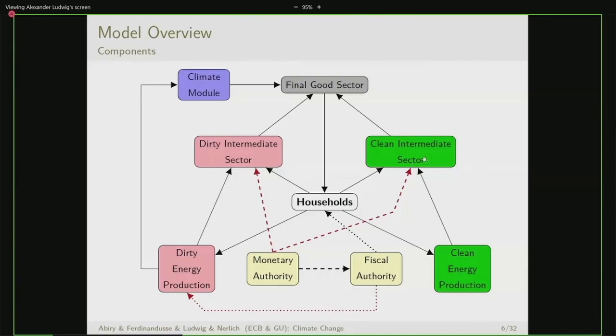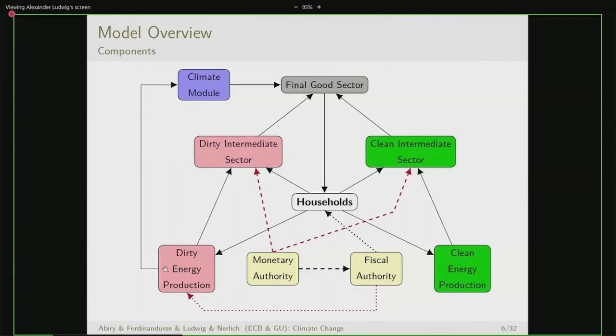The monetary authority gets profits, which it gives to the fiscal authority, and the fiscal authority taxes households through consumption taxes and pays back the receipts it has from the monetary authority as, sorry, it pays back the receipts as consumption taxes, not lump sum transfers. And it may tax the dirty energy production through a carbon tax.